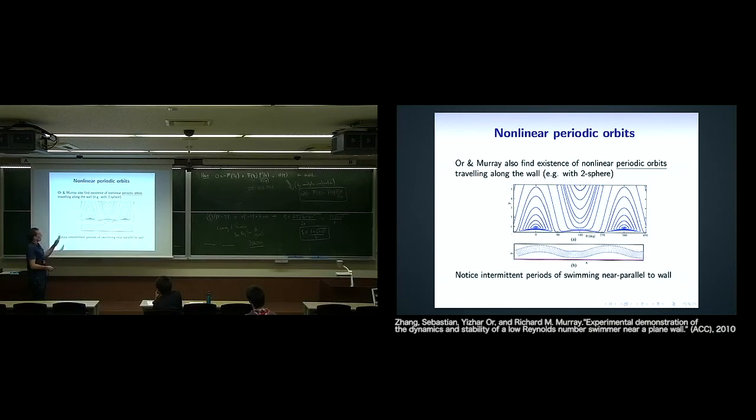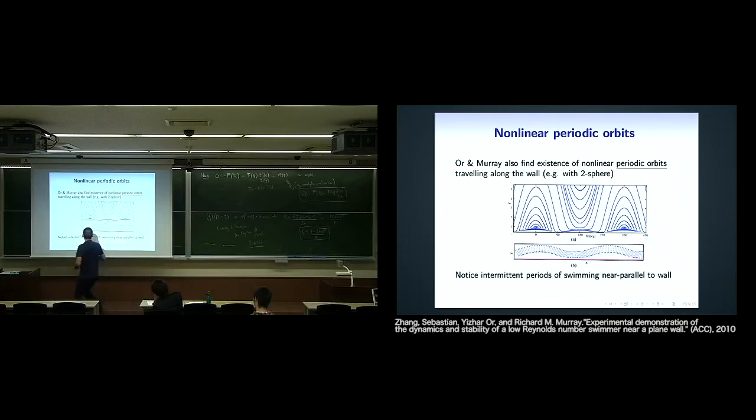This is back to the spheres and rods now. This is a two-sphere swimmer. This is something else that Yizar noticed, that it would engage in these periodic orbits. Look at this. It moves away from the wall, reorients, moves back to the wall. Look at it changing its orientation here, and then basically repeats in a nonlinear periodic orbit. So it's not just traveling straight along the wall, it's going up and down as it goes along, but it travels along the wall.